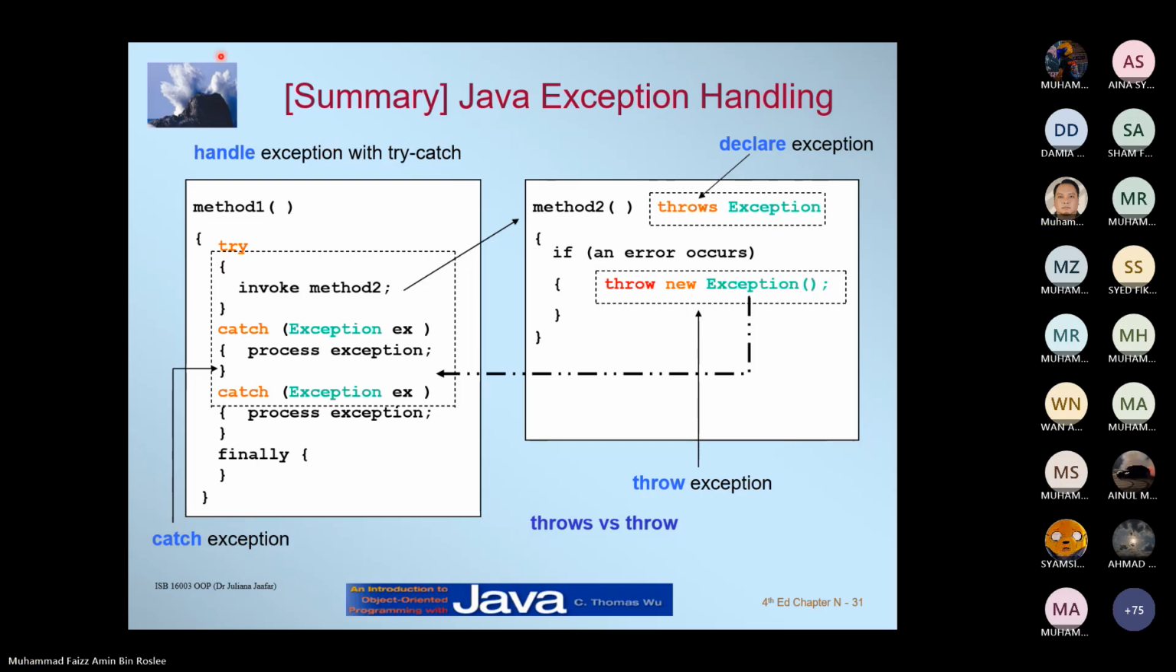In summary, see the difference, right? The try catch style of exception looks like this: we have a try block, and then we have a catch block, and we have a finally block optionally. But with throws, you need to declare it in the method header. Then you use the throw in the statement itself. So it's quite different between these two.